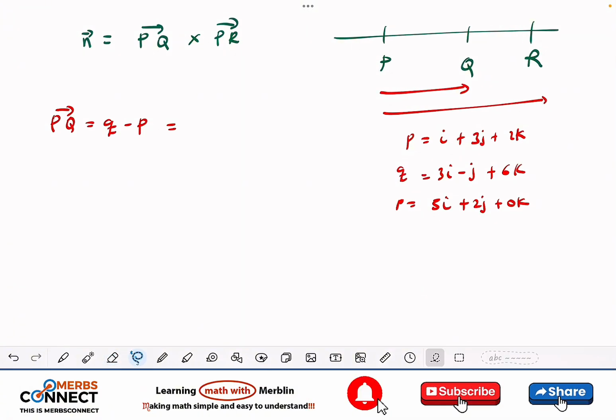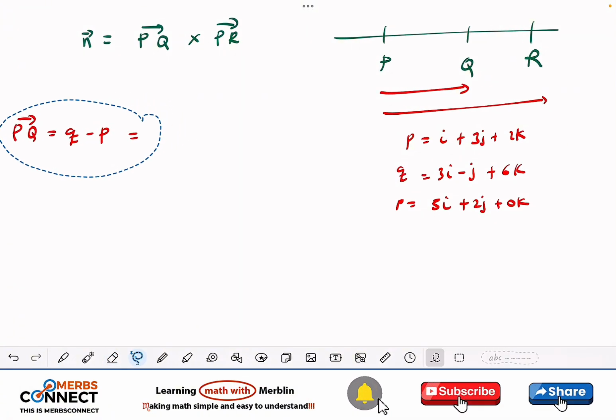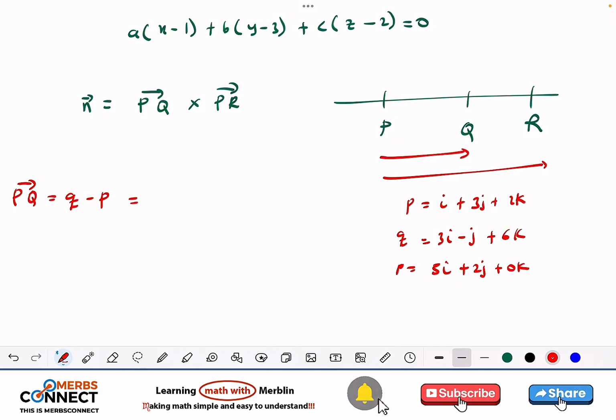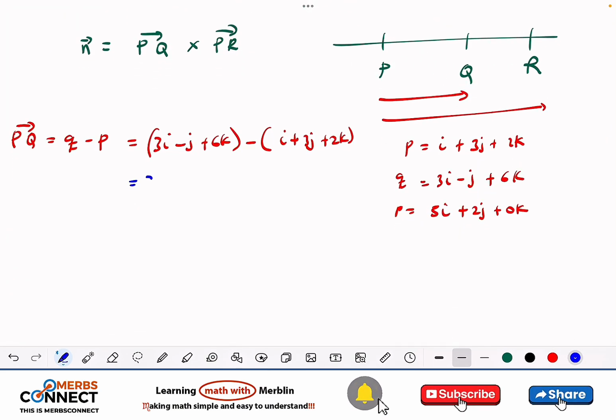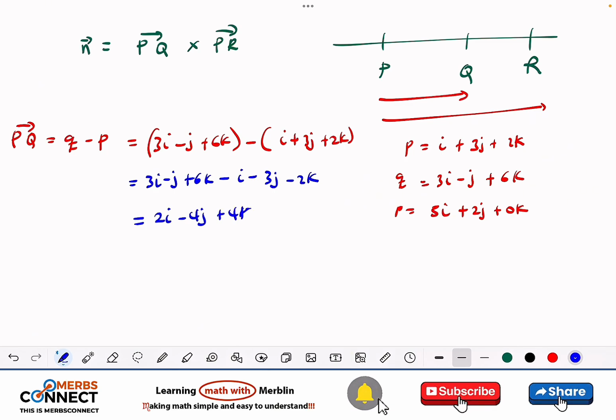So let's use that to form this. PQ is q, 3i minus j plus 6k, minus p, i plus 3j plus 2k. Let's simplify that and see what we are going to get. 3i minus j plus 6k minus i minus 3j minus 2k. This is 2i minus 4j plus 4k.